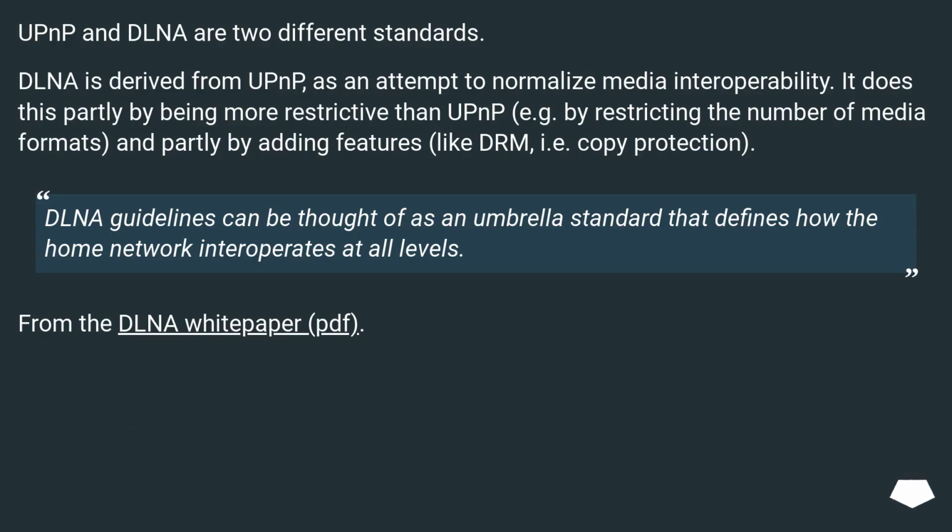UPnP and DLNA are two different standards. DLNA is derived from UPnP, as an attempt to normalize media interoperability. It does this partly by being more restrictive than UPnP, for example by restricting the number of media formats, and partly by adding features, like DRM, i.e. copy protection. DLNA guidelines can be thought of as an umbrella standard that defines how the whole network interoperates at all levels. From the DLNA White Paper, PDF.